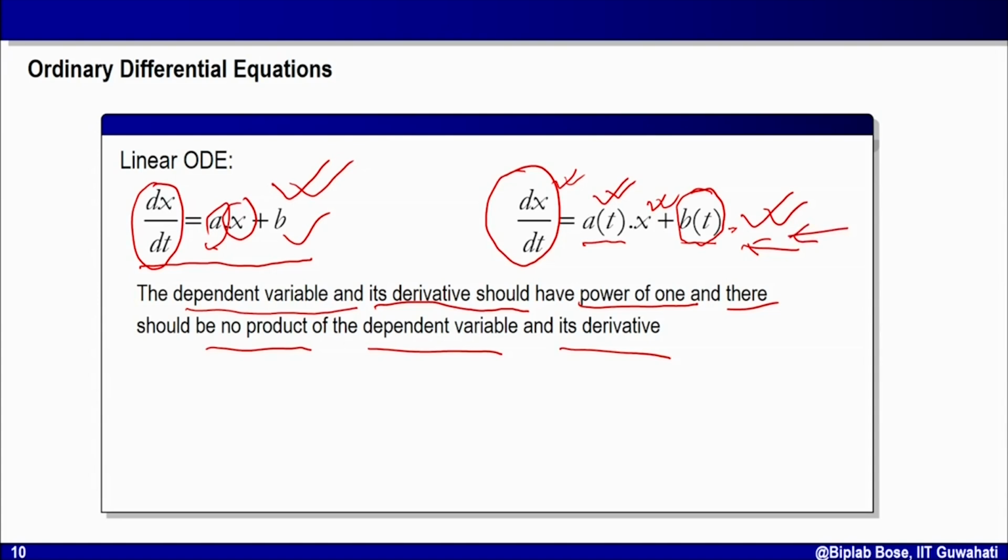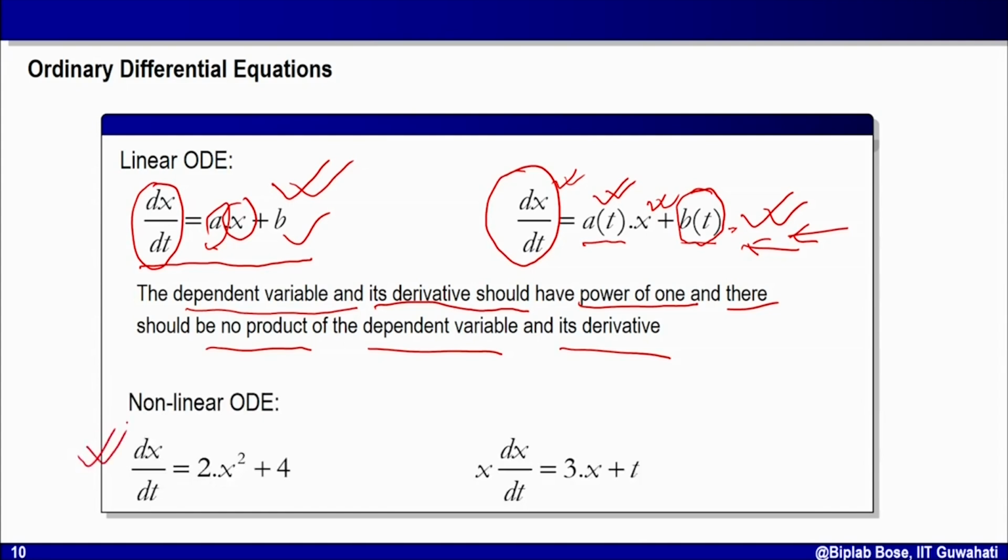Let us see some nonlinear ODEs. The concepts will be clear. The first one, dx dt is equal to 2x square plus 4. The power of x, the dependent variable, is 2, greater than 1, so it is nonlinear. Look into the second one, x dx by dt equal to 3x plus t. The power of x is 1, there is no issue, but we have a product of the derivative and the dependent variable x, so it is a nonlinear ODE.